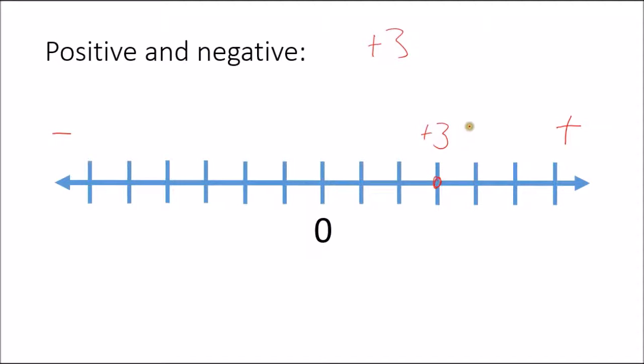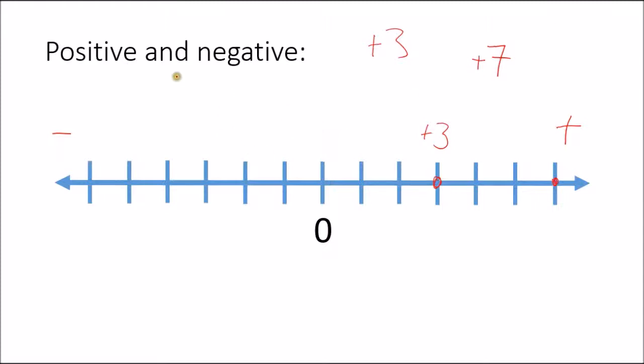Now the numbers that we normally deal with are positive numbers, so if you ever see something written like this, like 7, then we know that it is actually plus 7, and it would be there on our number line. So whenever something doesn't have a sign in front of it, it's a positive number.